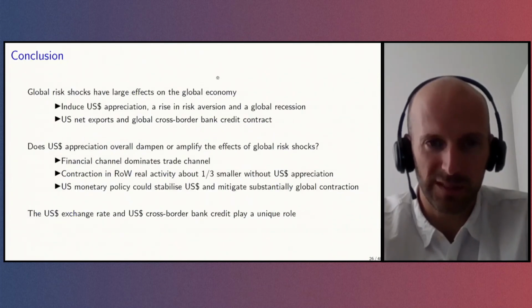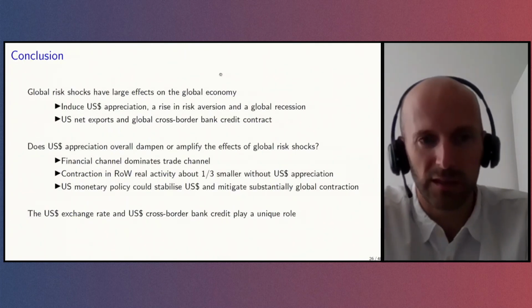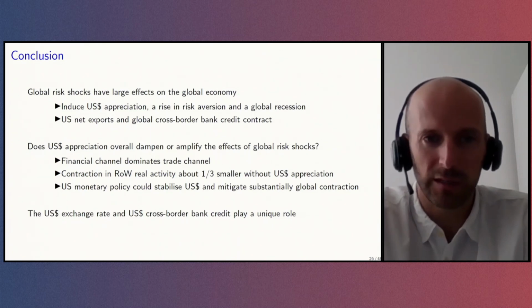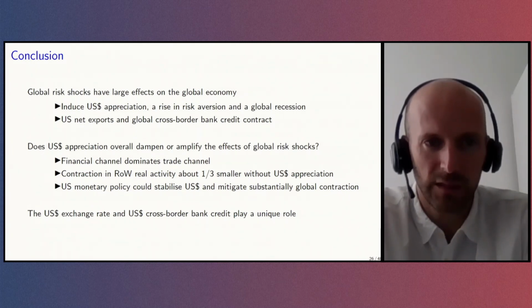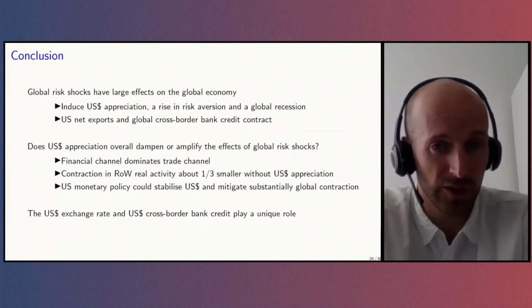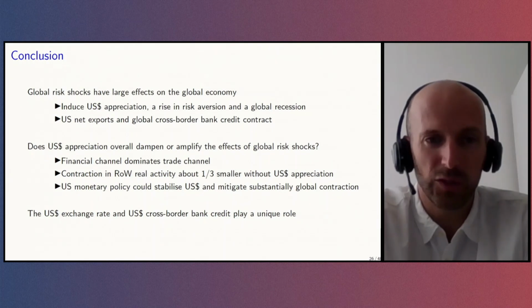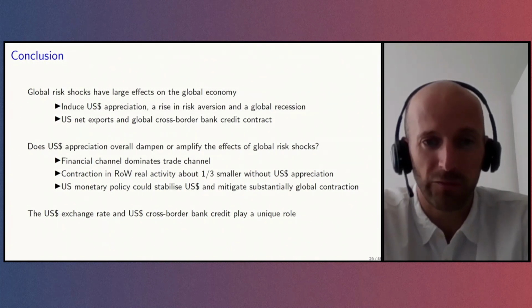Okay, so I'd like to stop here. As I mentioned, this is a work in progress. We are still working along a couple of dimensions, but I think already so far, some of these findings are reasonably interesting. We established that global risk shocks have a large effect on the global economy, that they induce dollar appreciation and a concomitant rise in risk aversion.